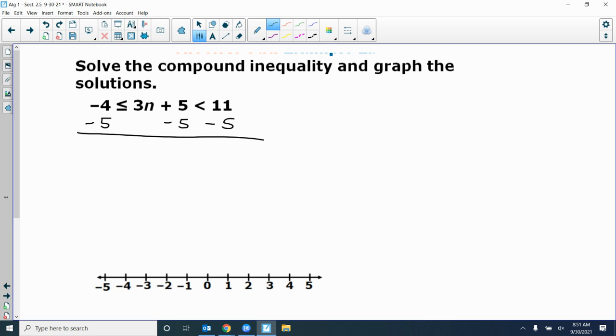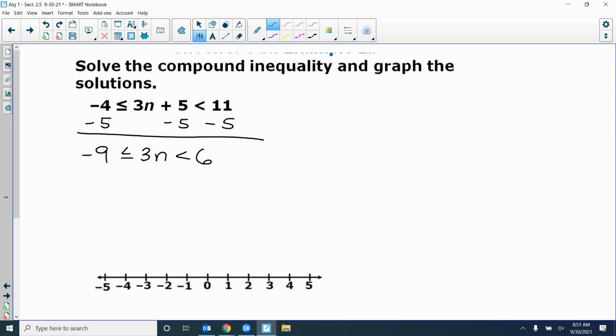When I do that, okay, Mason, what's it give me? Oh, not 1. Be careful. -9. -9 is less than or equal to 3n, which is less than 11. What's 11 minus 5? 6. So that should be a 6, and that's a less than or equal to.